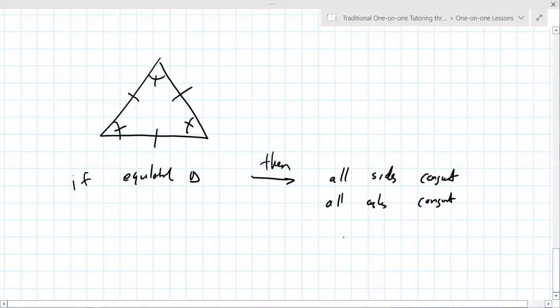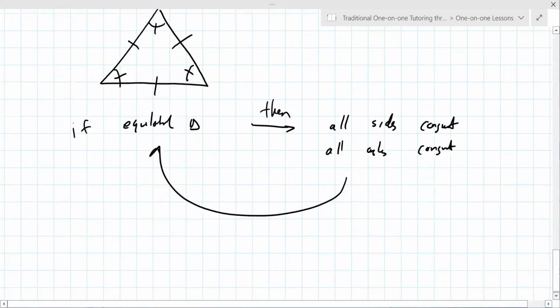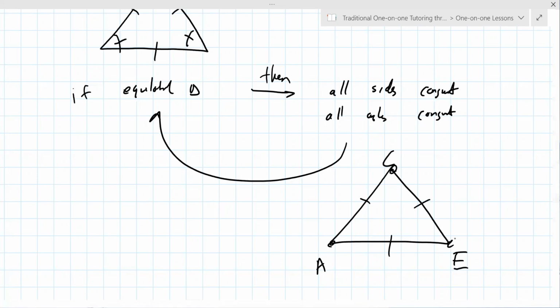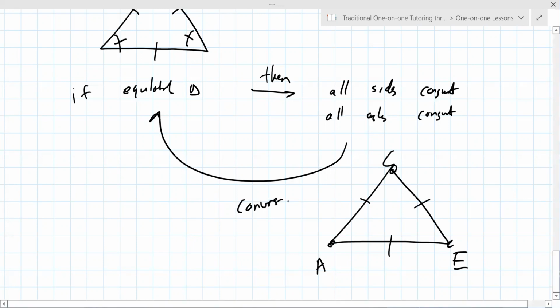But now if you want to go backwards, let's say you get a problem on a test and you figure out that all the sides are the same because you use the distance formula, triangle ACE. Then you would have to use the converse to go backwards, because you have the output, but you're going backwards to get the input.